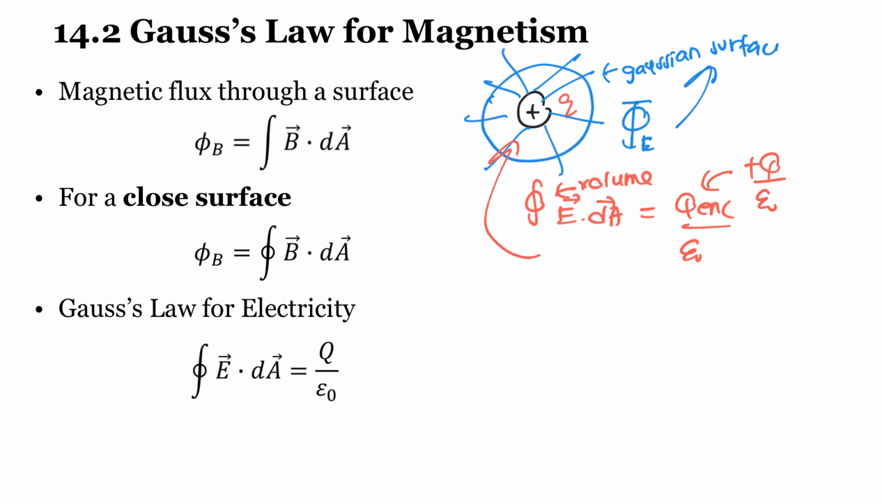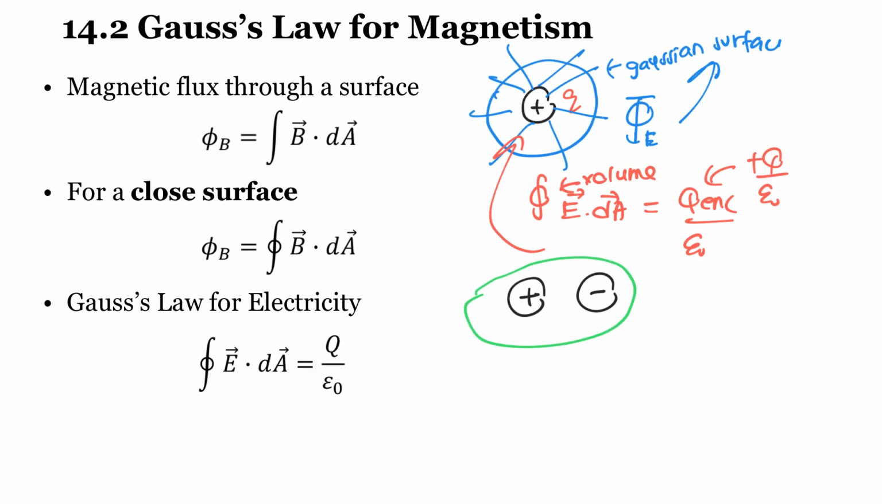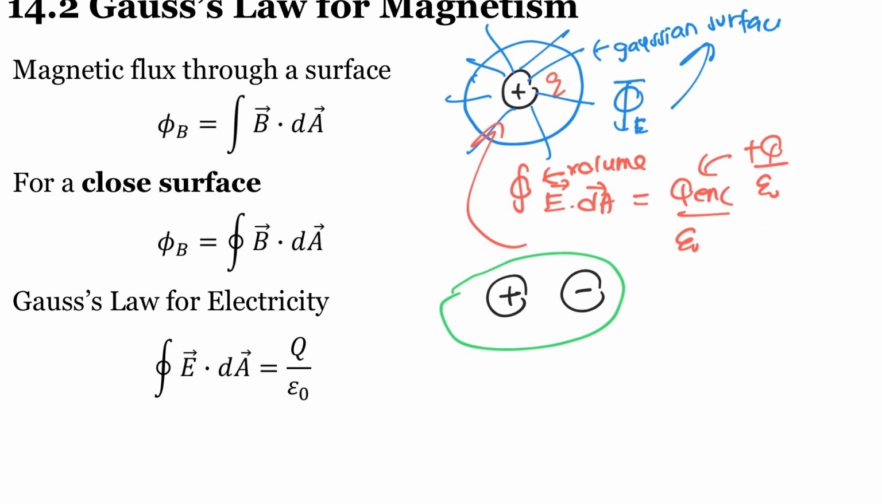But if you have a positive charge and a negative charge, and you put them inside one Gaussian surface, is there any net electric flux? It is going to be zero, because for the Q enclosed, plus Q minus Q over epsilon naught, you are going to get 0. Okay, because the positive ends up at the negative like that.